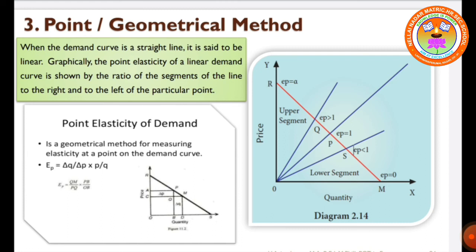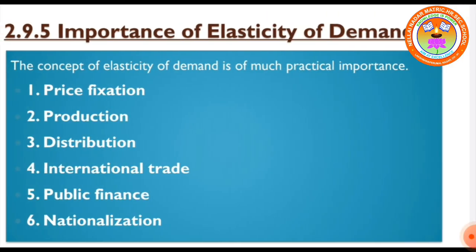Okay. Then all of you understand the three different types of methods: the percentage method, total outlay method, and point geometrical method. All of you understand, children? Yes, these three are very important measurements of elasticity of demand. Next we are going to see the importance of elasticity of demand: price elasticity and income elasticity of demand.